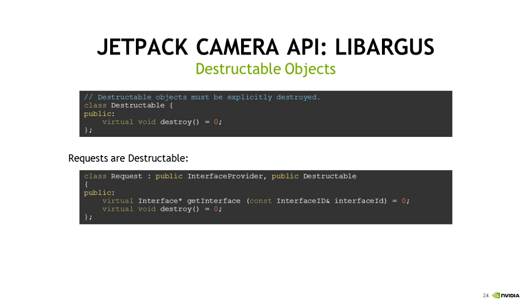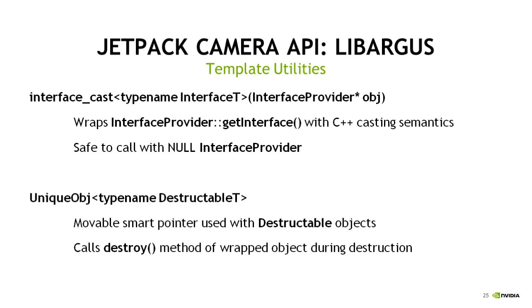However, it's unlikely you'll ever actually call those methods directly from your application, since Argus provides two helpful utility classes. First utility is InterfaceCast, which wraps the getInterface method with C++ style casting semantics using the interface class name rather than the explicit interface ID. The second utility is a movable smart pointer for destructible objects, which simply destroys the wrapped object when it leaves scope.